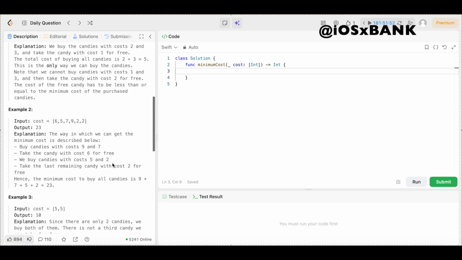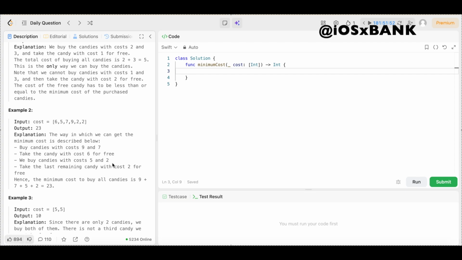Now, just in case that didn't make sense, let's take a look at example 2. In example 2, the input cost equals an array of integers 6, 5, 7, 9, 2, 2. The output is 23. The explanation says the way in which we can get the minimum cost is described below. We'll buy candies with a cost of 9 and 7. So we'll buy these 2 candies, right? Once we buy these, then we could take the candy with the 6 for free. Since we're buying these 2 candies and the minimum of these 2 candies is 7, that means we could get this candy that costs 6 for free because it's less than this minimum. Then we can buy candies 5 and 2.